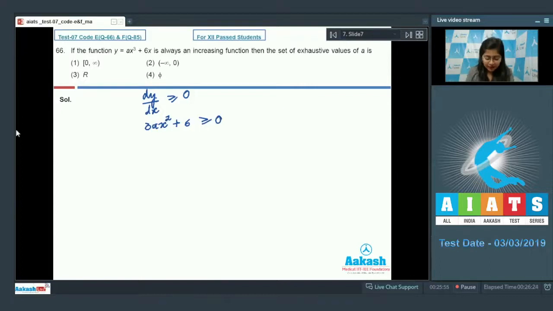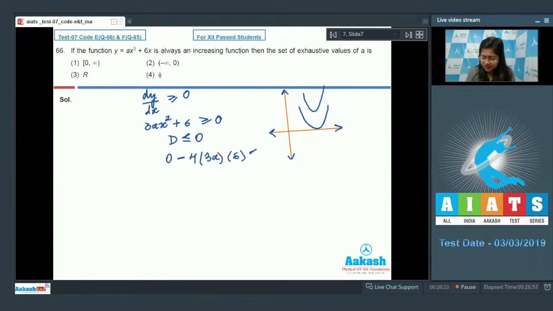Now, for a quadratic equation, we know that it can only be greater than equal to 0 in cases like this or this. That is, discriminant D should be less than equal to 0, right? So, the discriminant is b square, that is 0, minus 4 into 3a into 6 is less than equal to 0. That is, from here we get that a should be greater than equal to 0.